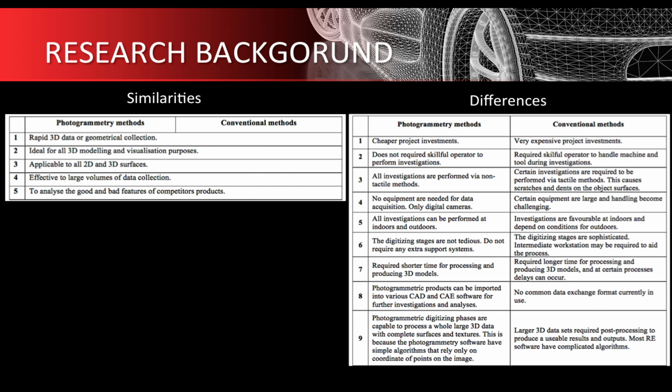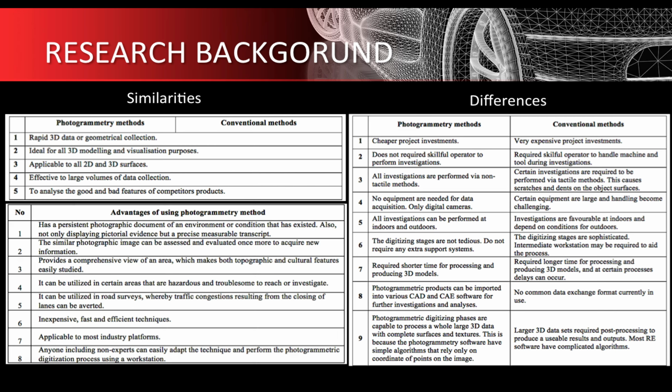Also, photogrammetry requires shorter time for processing and producing 3D models compared to the conventional methods. Thus, the advantages of using the photogrammetry methods are that it is inexpensive, fast, and efficient as well. It can also be utilized in certain areas that are hazardous and troublesome to reach or investigate. And the photogrammetry methods are applicable to most industrial platforms.